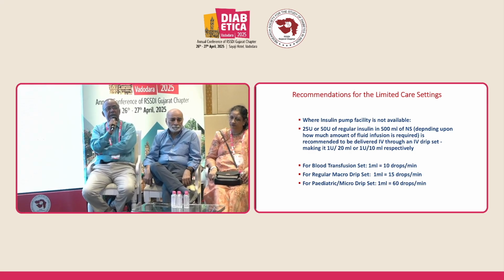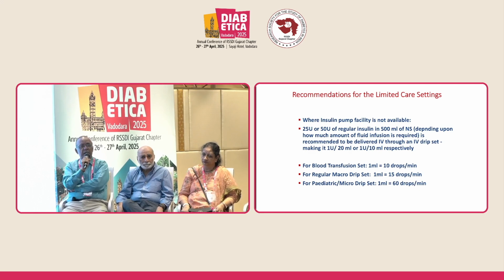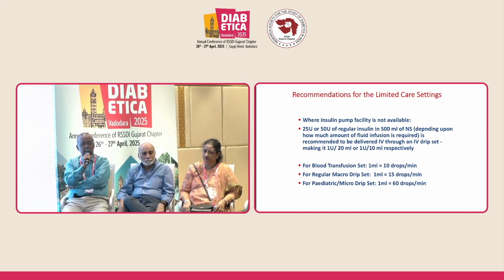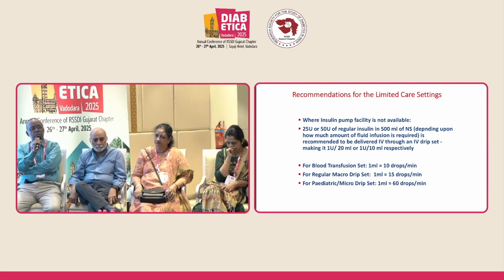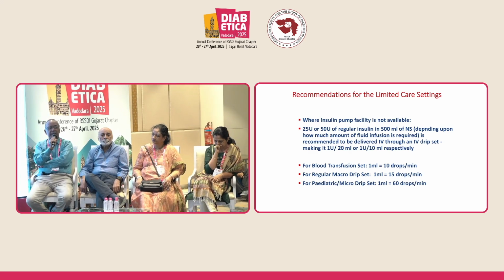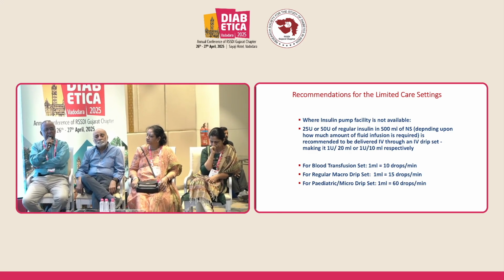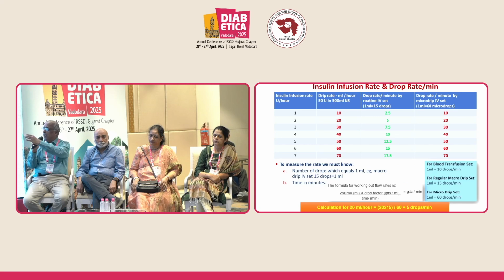Remember, whenever you are using this sort of infusion through an IV drip, see to it that you do not use a filtered IV set having filters, because that generally hampers the delivery of insulin. So ideally you should use an IV set without filters in these cases. Again, we have three sorts of IV sets: micro sets, macro sets, or, as rightly said, the blood transfusion set. In a blood transfusion set, 1 ml would be equal to 10 drops. In a macro drip set, 1 ml is equal to 15 drops. And in pediatric or micro drip sets, which are also available everywhere now, 1 ml would be 60 drops.